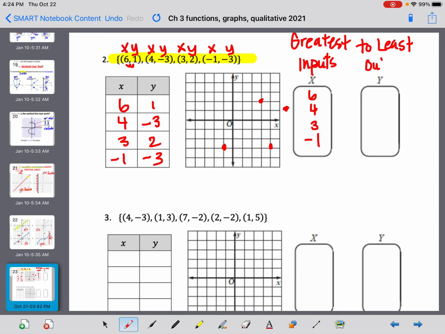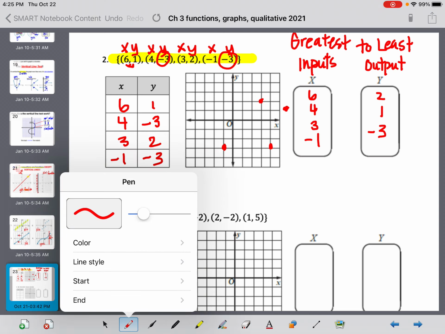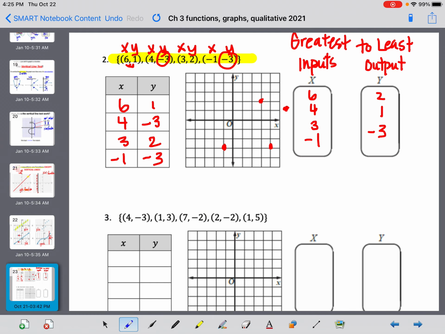Then I do the same thing with my outputs, or my y values. I put them in order from greatest to least. So my biggest y value was a 2, and then the next would be a 1, and then finally the -3. And you can see I have multiple -3s. I usually only list one of those because the next part of this is going to be to draw my arrows from the input to the output that it belongs to. And I can just draw an extra arrow when I have that extra -3.